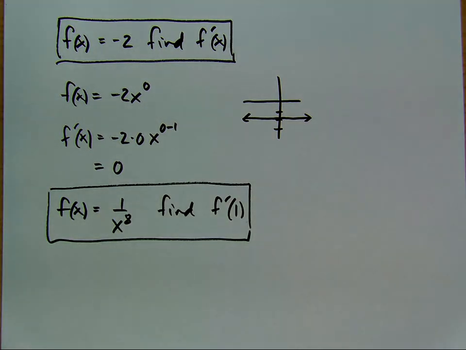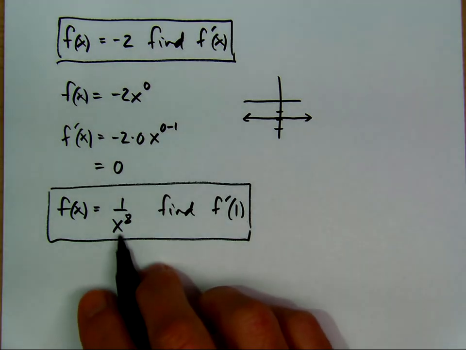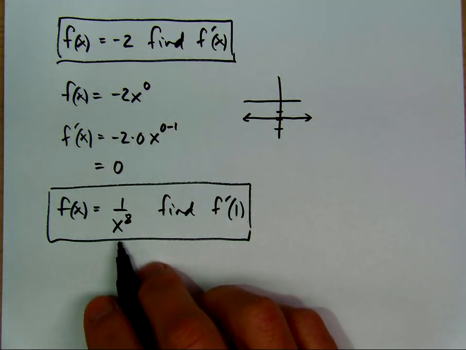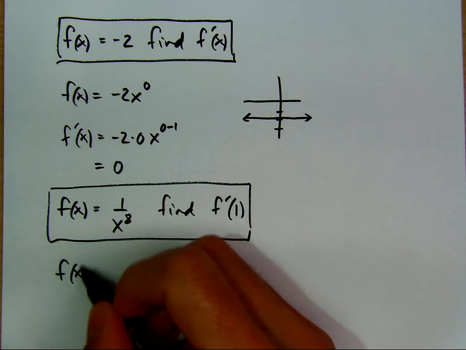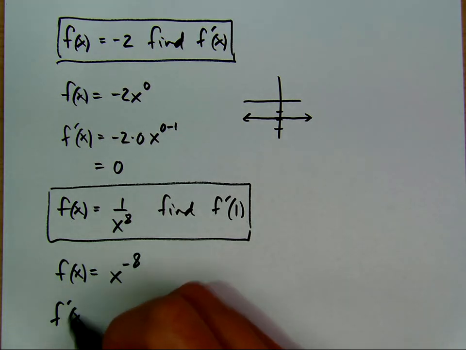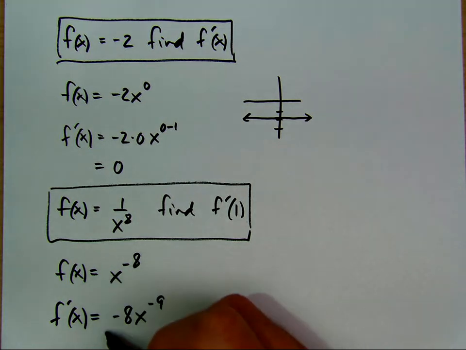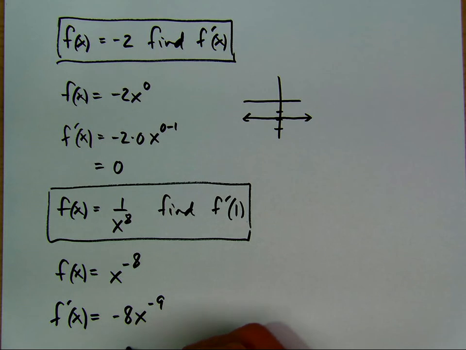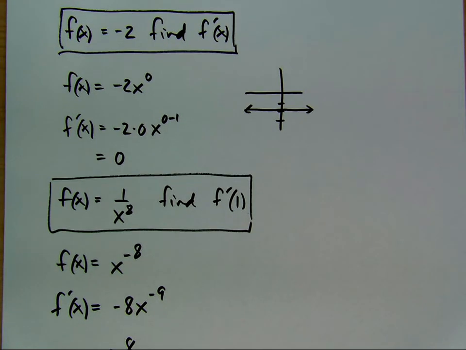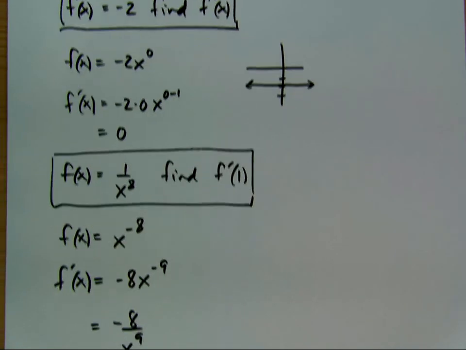And today, since the power rule is pretty simple, we'll just have to look at some functions that require rewriting before we use the power rule. So let's rewrite it like that. Multiply by negative 8, subtract 1, and now we have that. And if we wanted to find f prime of 1, we just put a 1 in there.